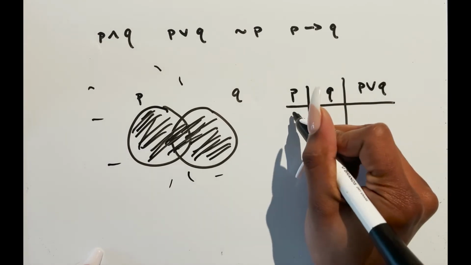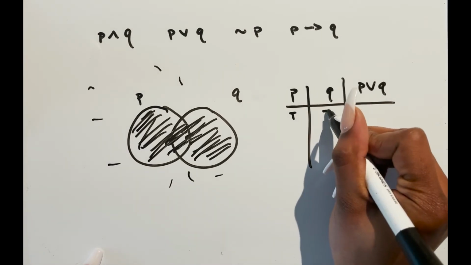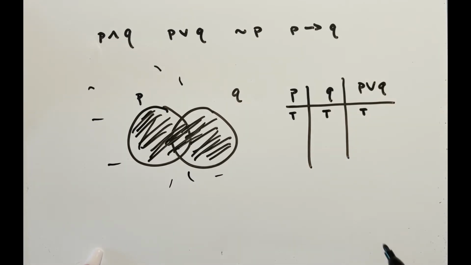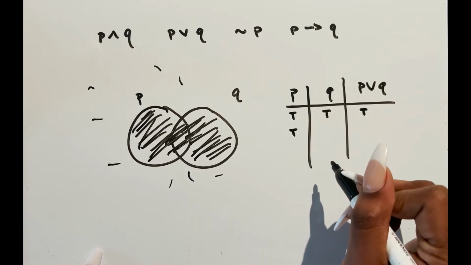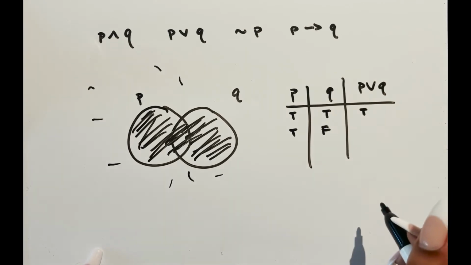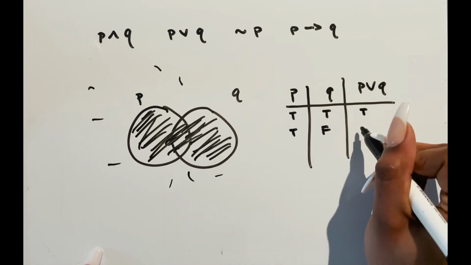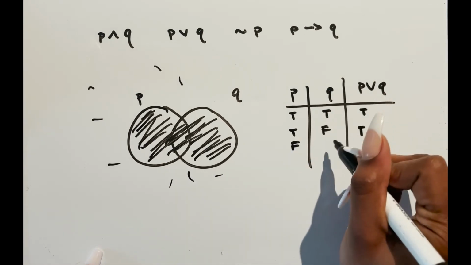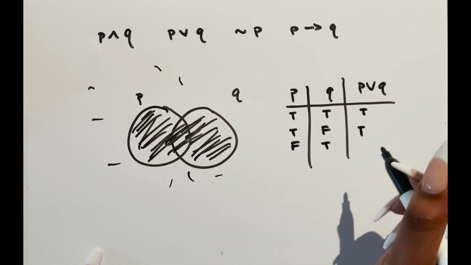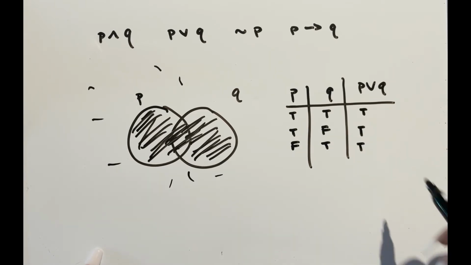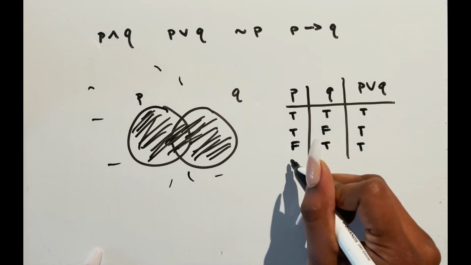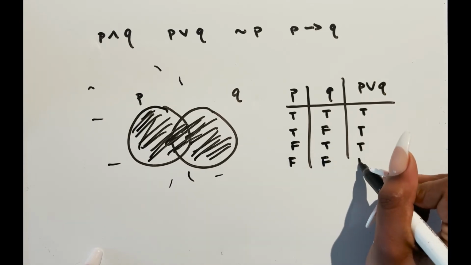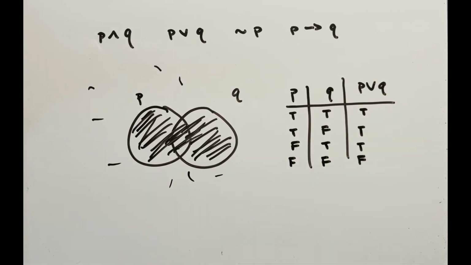Now, the statement P or Q's truth table is as follows. When P is true and Q is true, then P or Q is true. When P is true and Q is false, then P or Q is true. When P is false and Q is true, then P or Q is true. And then lastly, when both P and Q are false, then P or Q is false.